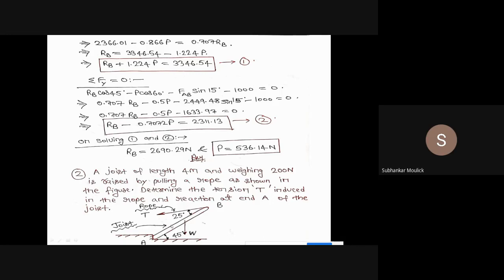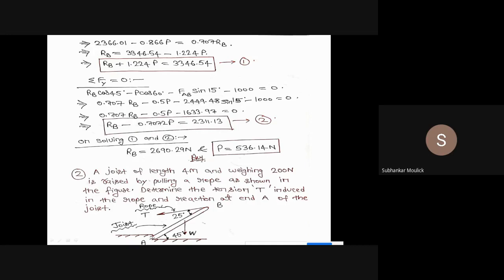What I need to find out? I need to find out the value of tension T and the reaction exerted at the end point A, that is RA. Is the question clear to you? Yes, sir. Clear? Fine. So what is the first step? First step is free body diagram.